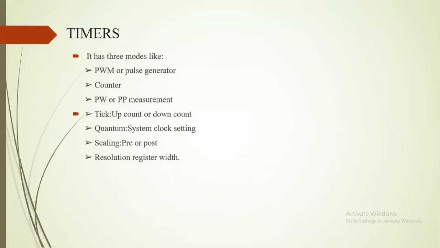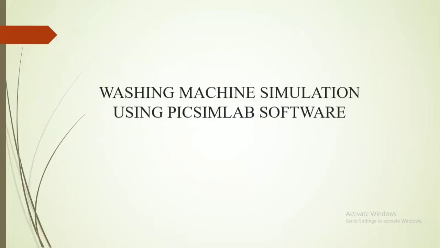Then we have timers. We have three modes in it: PWM, counter, and pulse width measurement. Then these are the terminologies: tick, quantum, scaling, and resolution. Tick can be up count or down count. Quantum is a system clock setting. Scaling can also be pre or post. Then we have resolution, which is the register width.